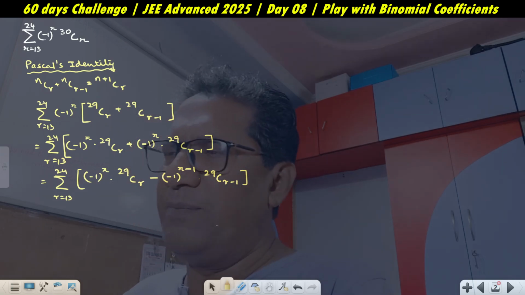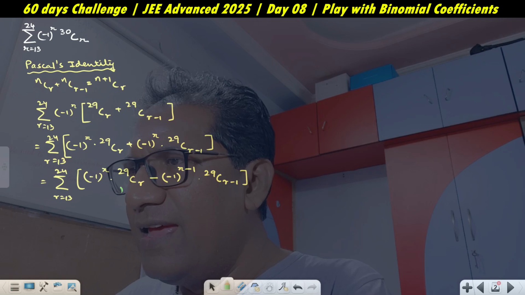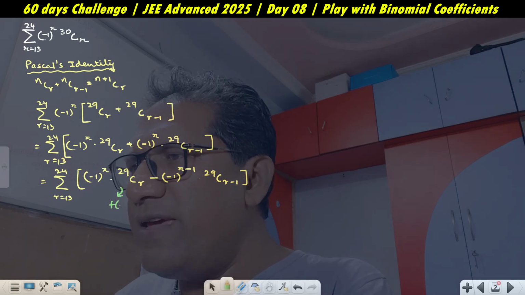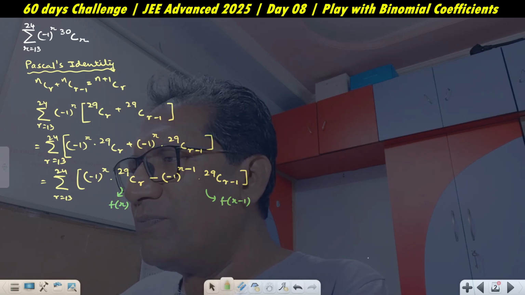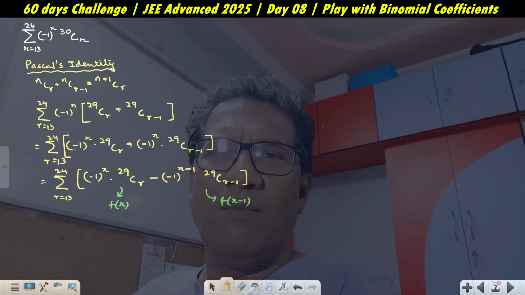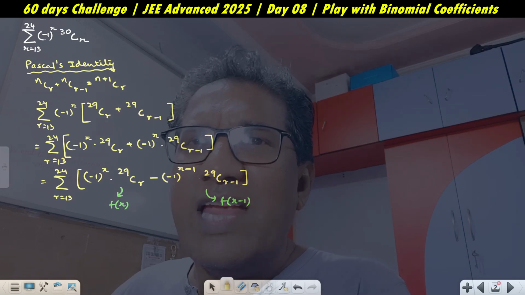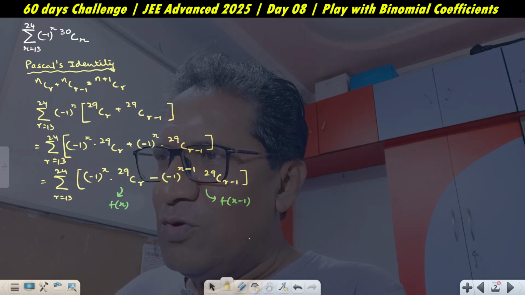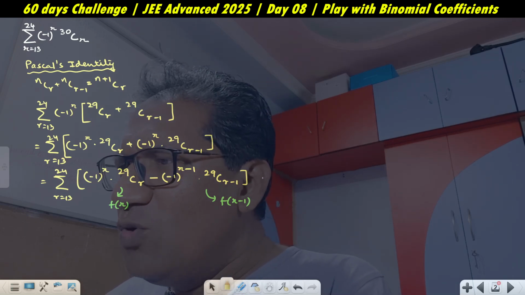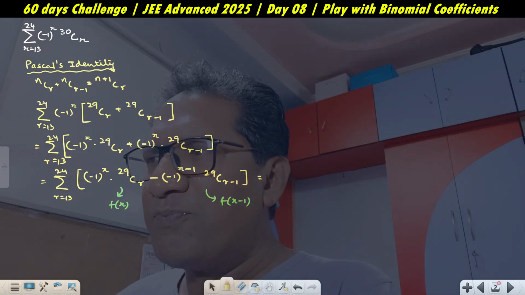29C(R minus 1). Now I can see a very interesting thing here, that if this is my F of R, this is coming to F of R minus 1. So we are getting a smell of using the telescopic method. Yes or no? So we will simply use the telescopic method to find out its sum.